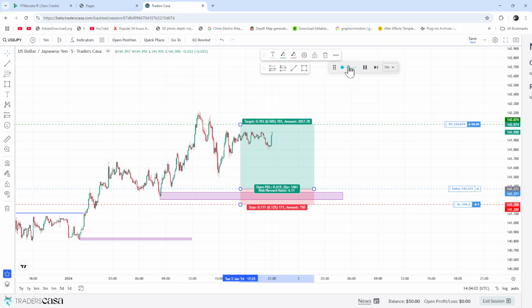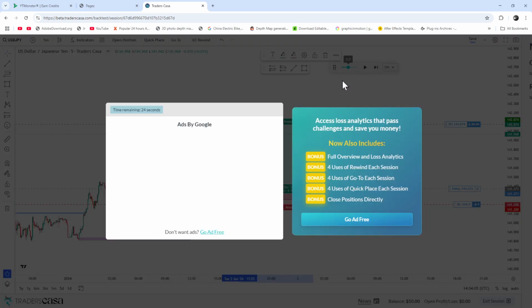If you want to speed up, you can click here to increase the speed. Remember, this is a free version. In the free version, we have these ads. The good thing about Traders Casa is you can do your backtesting on the weekend. You just go back in time, do your analysis, do your strategies, enhance your strategies. Whenever the market opens on Monday, you come back with new things.